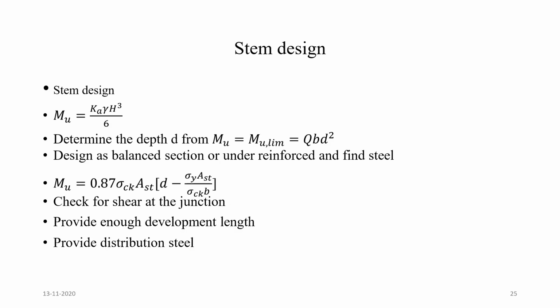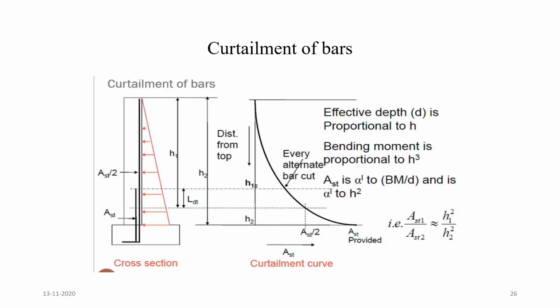Next one, stem design. Stem design for Mu = Ka γ h³/6, and determine the depth d from Mu = Mu limit = Q b d². Design as a balanced section or under-reinforced, and find the steel. Mu = 0.87 σy Ast (d − σy Ast/(σck b)). The next step is to check for shear at the junction, provide enough development length, and provide distribution steel.